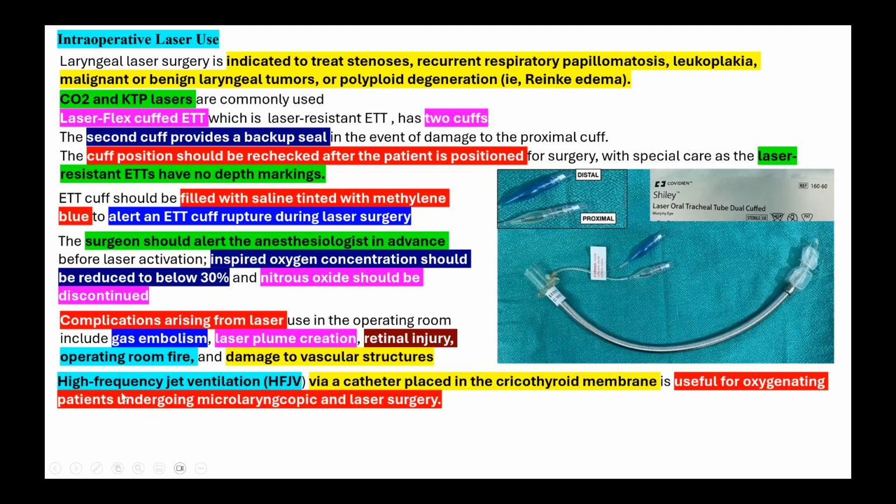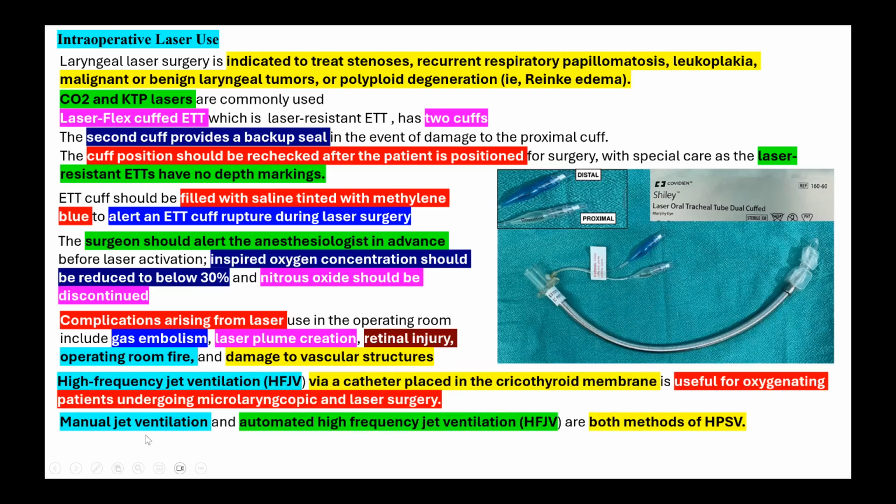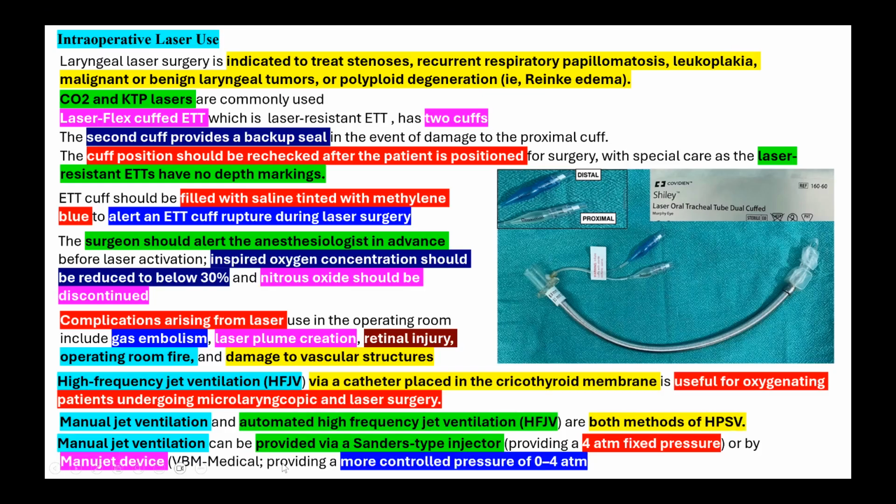The next option is high frequency jet ventilation via a catheter placed in the cricothyroid membrane. It is blown from outside, useful in oxygenating patients undergoing microlaryngoscopic and laser surgery. There is manual jet ventilation and automated high frequency jet ventilation. This is the high pressure system ventilation technique. The commonly used type of jet ventilator is the Sanders type, that may be kept in the exam as a part of the equipment, and it gives a fixed pressure of 4 atmospheres.